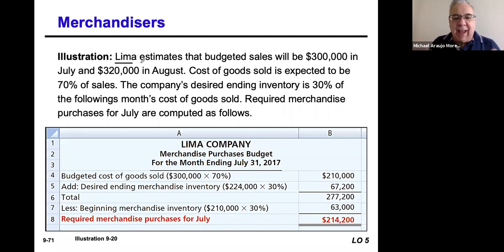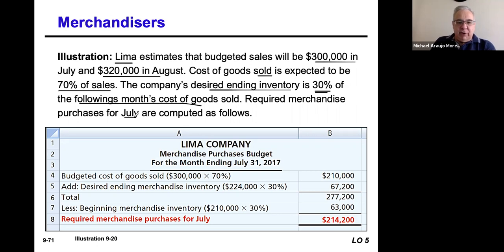But anyway, they have budgeted sales of $300,000 in July and $320,000 in August. Cost of goods sold is expected to be 70% of sales. And their desired ending inventory, they would like it to be 30% of the following month's cost of goods sold. So what are the required purchases for July?